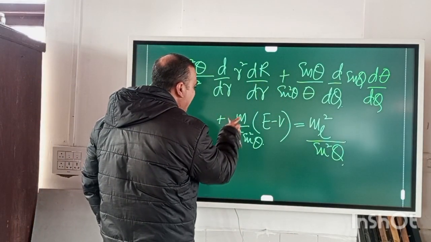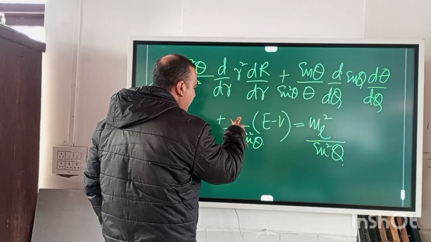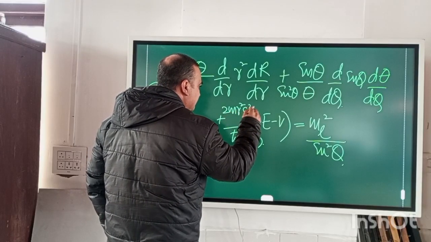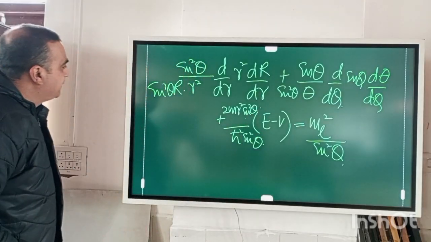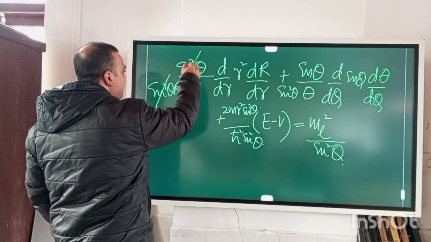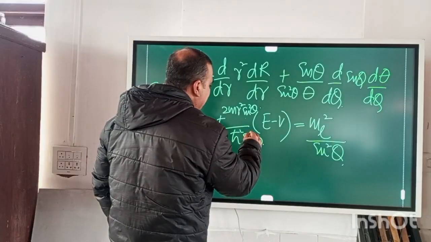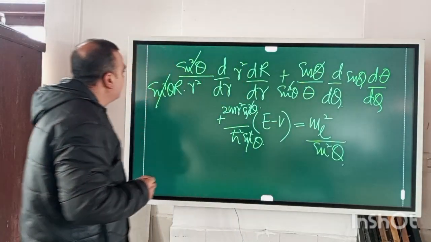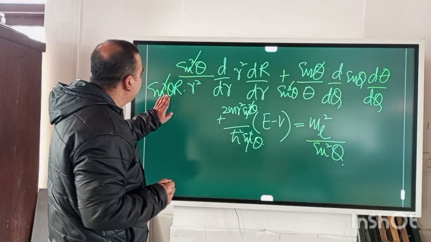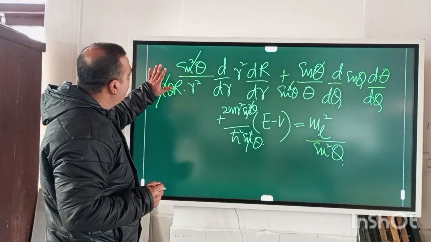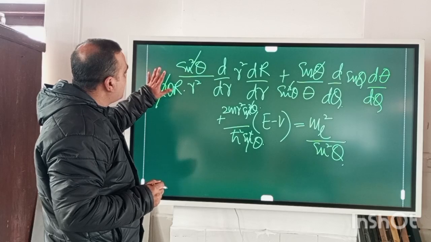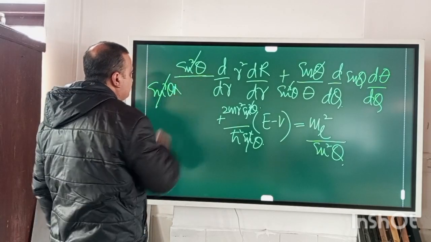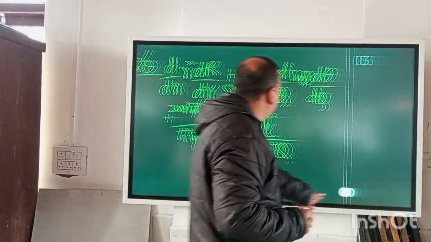Here it is, 2m. This is 2m r square sine square theta. So you will have cancellation: sine square theta and sine square theta will go. So what we will be left with is sine square theta. So here there is no r square. You can check it in the previous video.